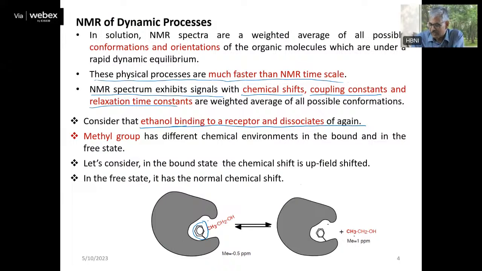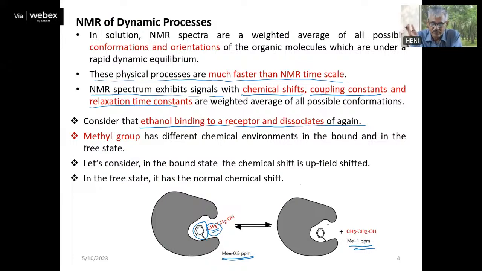And this is where there is no complexation. So there are two scenarios: one is that it is bound to the receptor, another is the unbound. When it is bound, this methyl group comes close to the anisotropic benzene ring. Because of this anisotropic effect, the chemical shift gets shifted upfield, whereas here it is just the normal chemical shift. So the methyl group has different chemical environments in the bound and the unbound state.